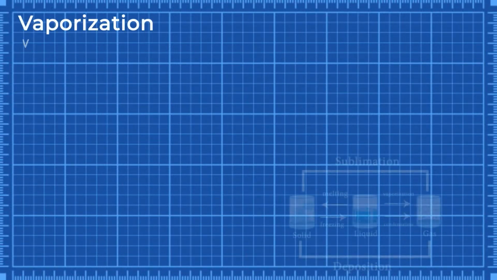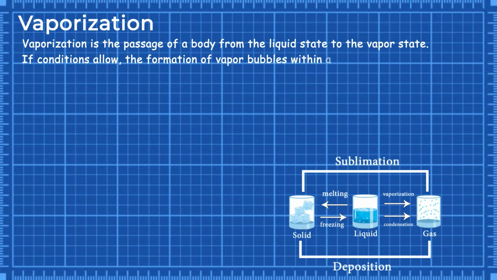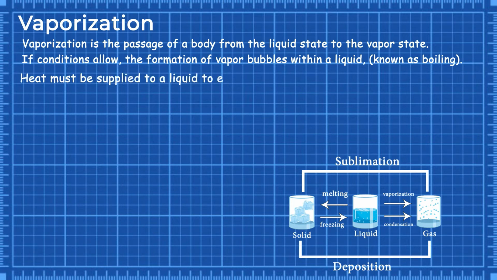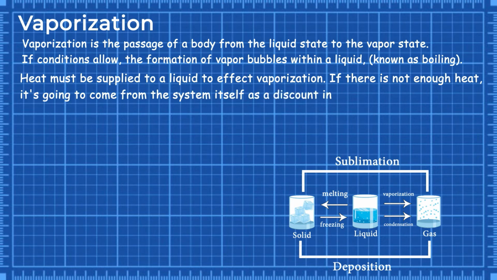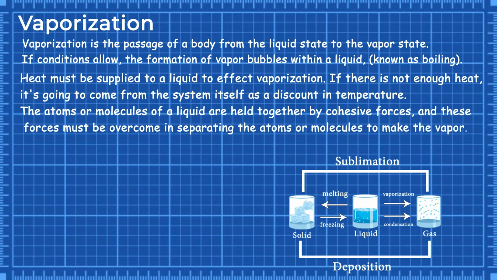Vaporization. Vaporization is the passage of a body from the liquid state to the vapor state. If conditions allow, the formation of vapor bubbles within a liquid is known as boiling. Heat must be supplied to a liquid to effect vaporization. If there is not enough heat, it will come from the system itself as a reduction in temperature. The atoms or molecules of a liquid are held together by cohesive forces, and these forces must be overcome in separating the atoms or molecules to make the vapor.